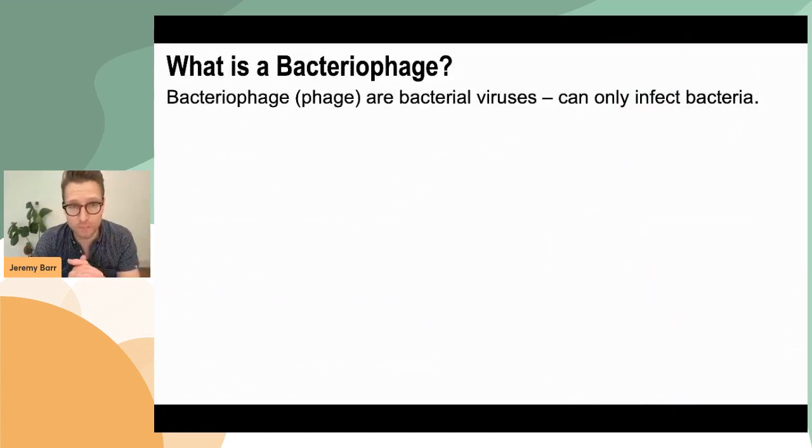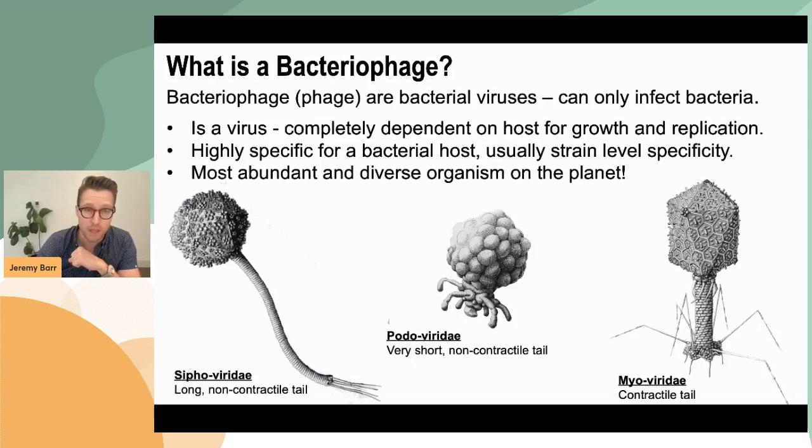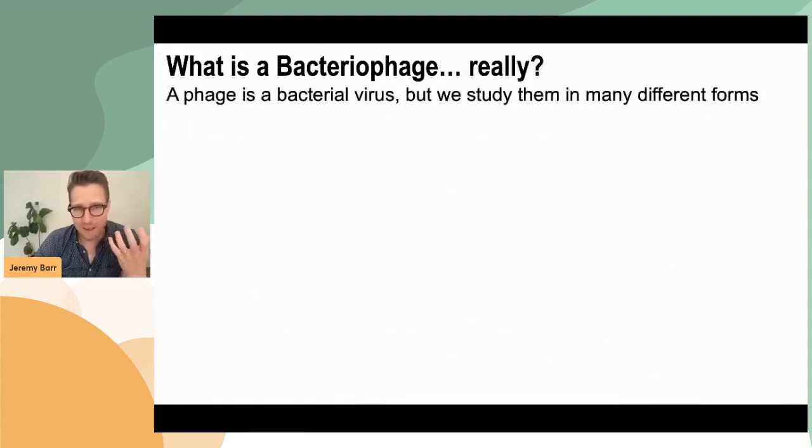Put really simply, a phage is a bacterial virus, and it's a specialized virus that can only infect and kill bacteria. And so being a virus, it is completely dependent on its bacterial host for its own growth and replication. These viruses typically are very specific, with strain level specificity. And they're also the most abundant and diverse organisms, not only on the planet, but also in your own bodies. But I want to take it a little bit further. And what is a bacteriophage really, or how do we study them?